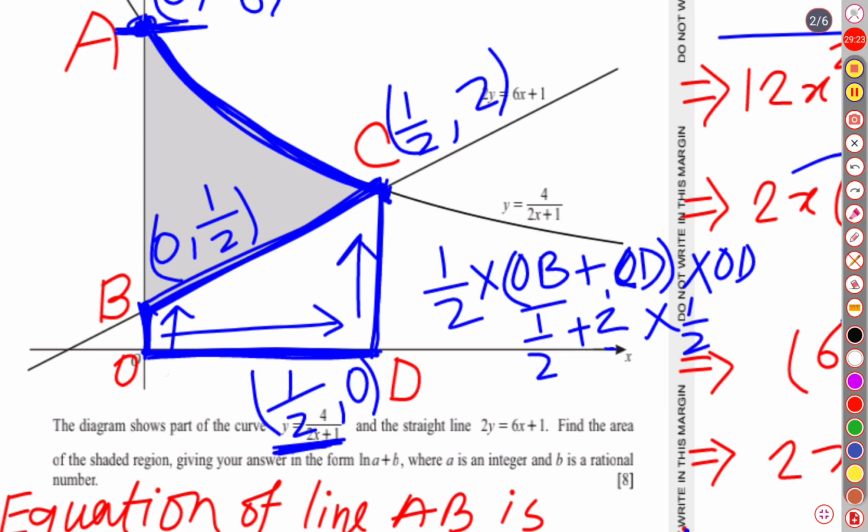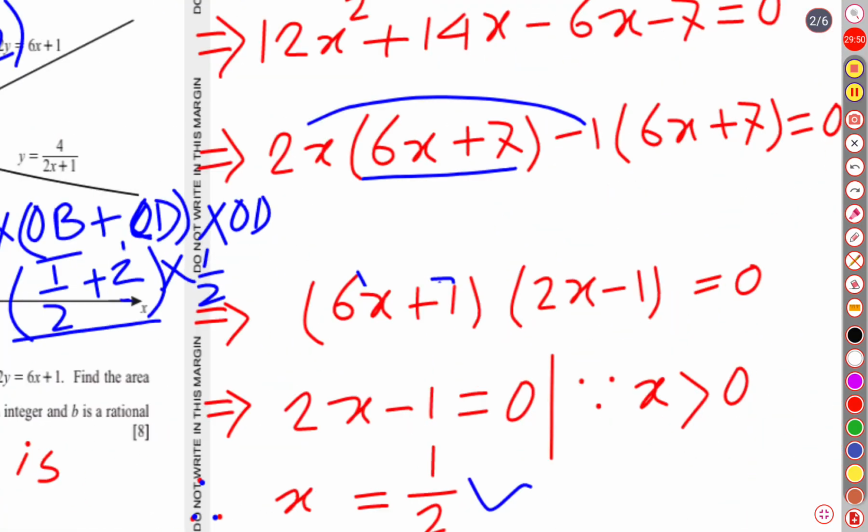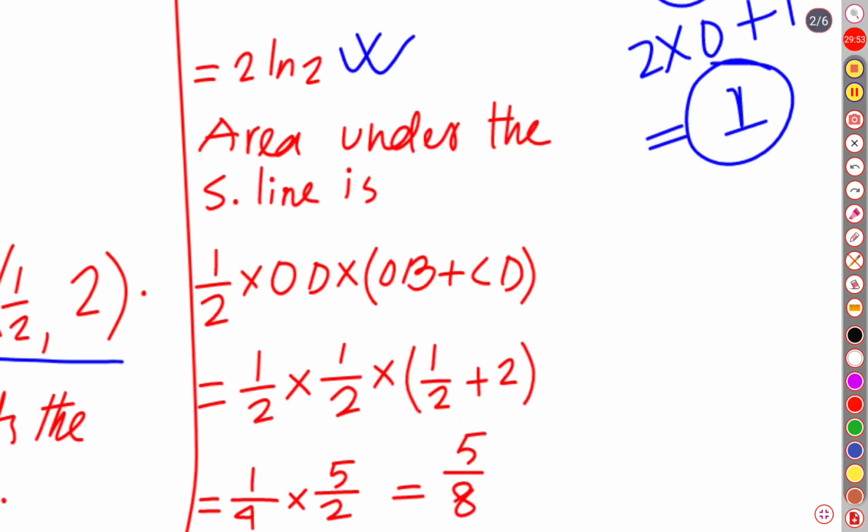So this is actually half plus 2 into half. The same thing, once again I am explaining: from O to D the distance is half. Then C to D the distance is 2, and O to B the distance is half. These three dimensions or magnitudes are required for finding the area under the straight line. So we have written the same fact over here: half into OD into (OB plus CD). Our trapezium is actually OBCD.